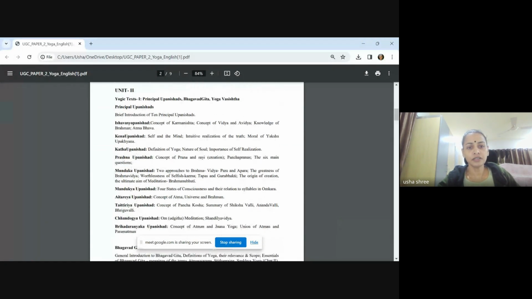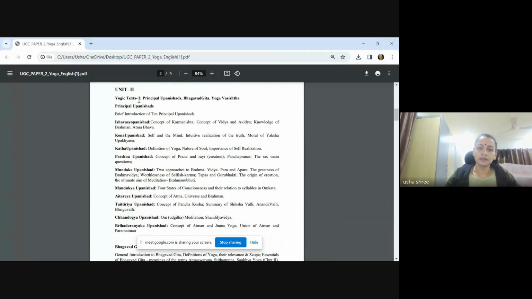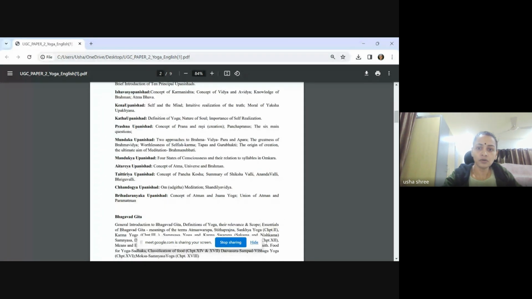Going to the second unit, we have the principal Upanishads, the Bhagavad Gita, and the Yoga Vashishta. Principal Upanishads are 10 in number. As you can see, we have Ishavasya Upanishad, Kena Upanishad, Katha Upanishad, Prashna Upanishad, Mundaka, Mandukya, Aitareya, Taittiriya, Chandogya, and Brihadaranyaka. These are the 10 principal Upanishads or main Upanishads. We will go into the important concepts of each of these Upanishads.